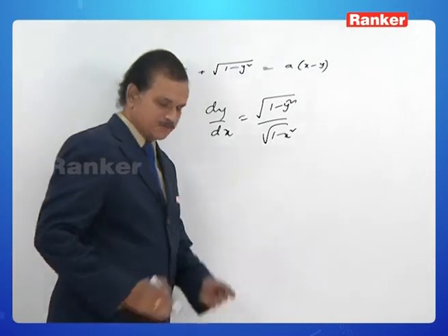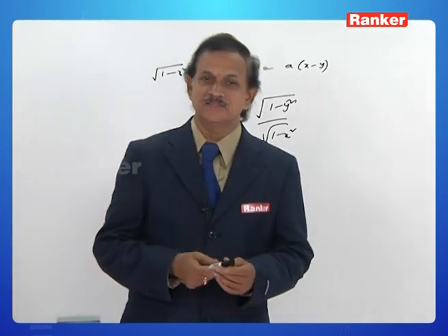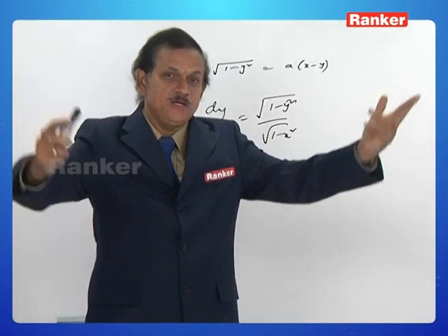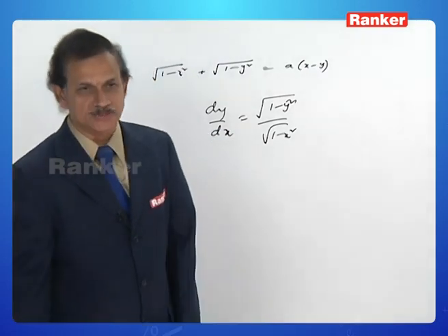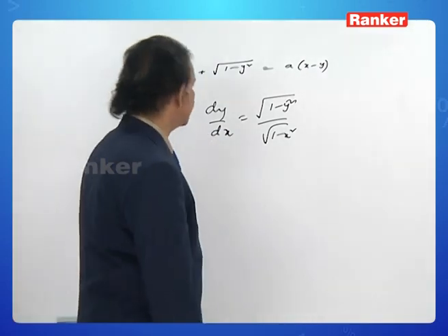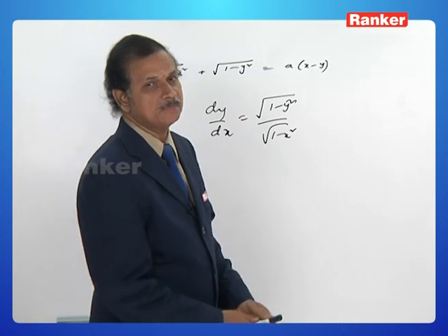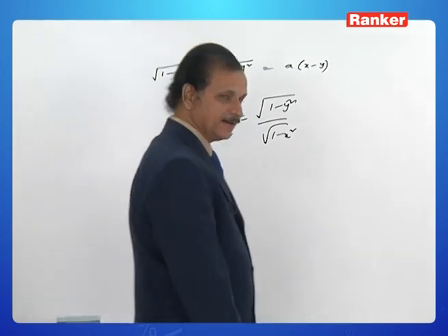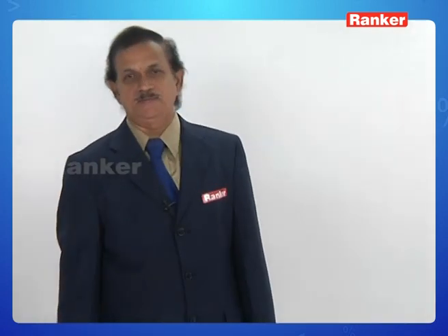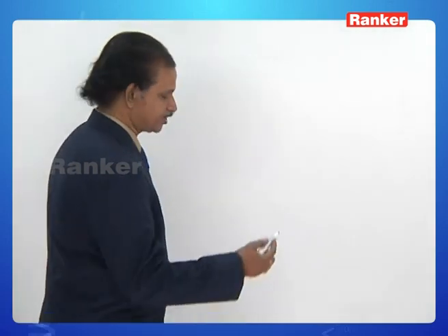That is what I mean to say: you may have to remember the answer. Such a famous and useful result it is. dy by dx is equal to root of 1 minus y square by 1 minus x square. Well done. The next procedure that we may have to recall or remember is logarithmic differentiation.